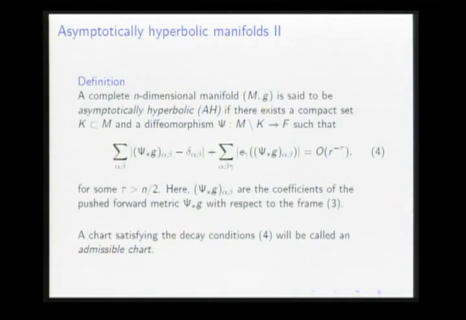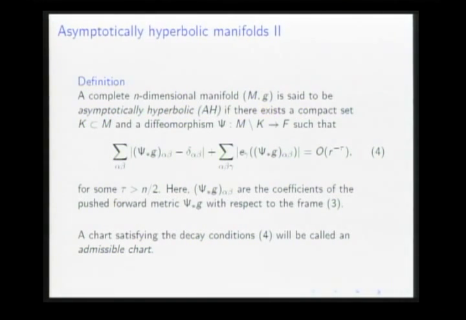All right, so you're going to have some decay conditions like you had before. So the manifold is asymptotically hyperbolic if you can find some diffeomorphism C such that these decay conditions here hold. And this tau is greater than or equal to n over 2.